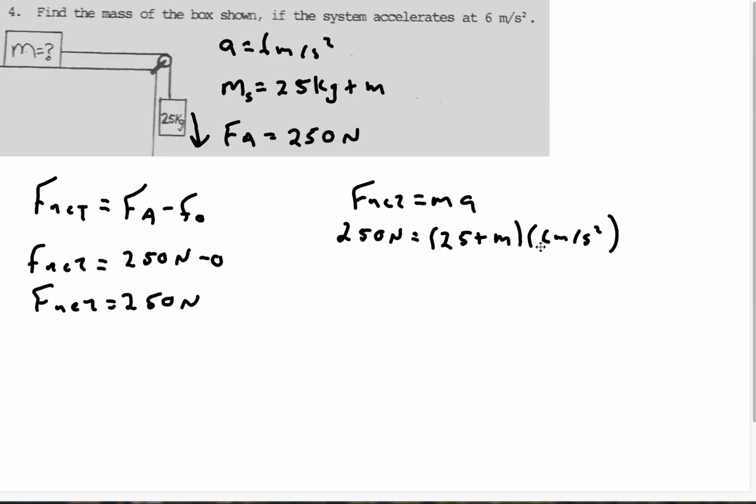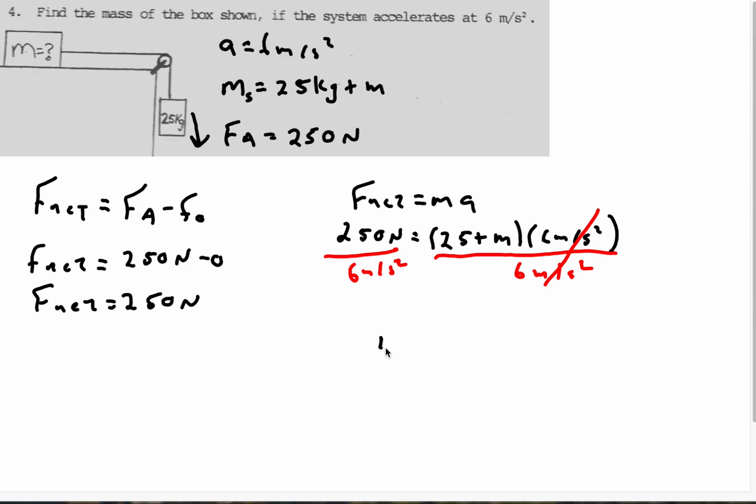Now there's a few different ways you could do the algebra, you guys. And that's up to you. A lot of you, I know from experience, would probably take this and distribute it. So you would take the 6 and times it by 25, and then you take the 6 and times it by m. I'm going to do it a little differently because it's going to make the math easier, at least for me. If I divide both sides by that 6, it's going to disappear from that side, right? Do you guys see that? So instead of distributing it, I'm just going to get rid of it right away. So 250 divided by 6, can someone tell me what that is?